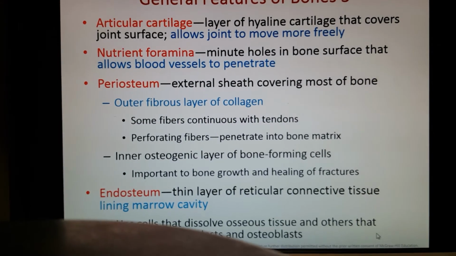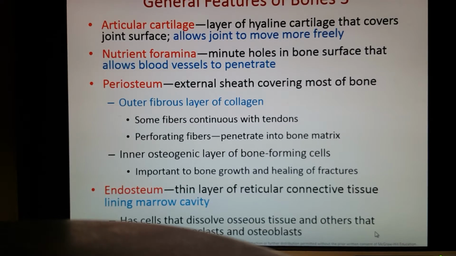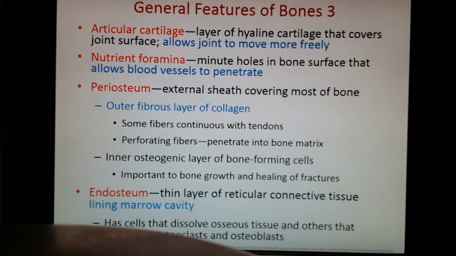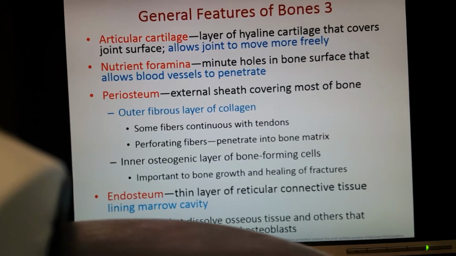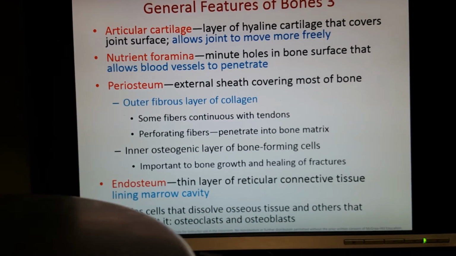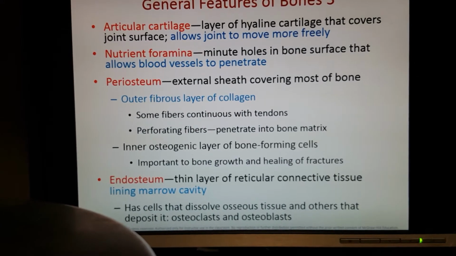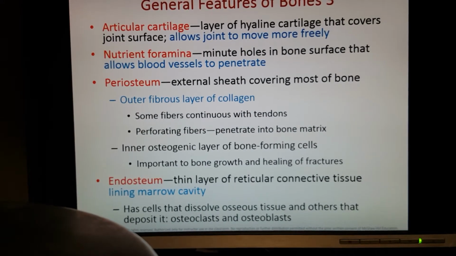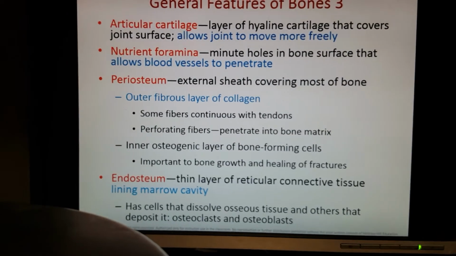So just some general features of bone. Again, on the most external surface, you have the articular cartilage. That's the cartilage that's only at joints. It also helps your joints to move more freely because they are covered in that cartilage. Another thing in bones are small holes that allow your blood vessels to penetrate.